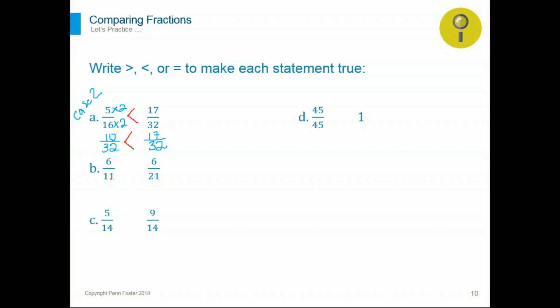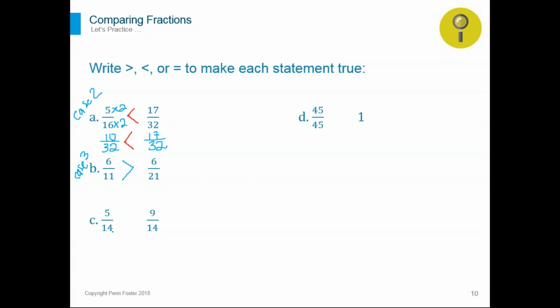Question B, 6 over 11 and 6 over 21. This is case number 3, where we have the same numerators and different denominators. And if you remember the pizza example, these are 6 large pieces and these are 6 tiny pieces. So we compare the denominators. The one that has the smaller denominator is the fraction with the larger value. So in that case, we would put the greater than sign in between the fractions.